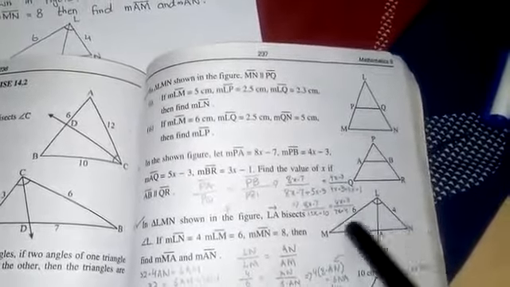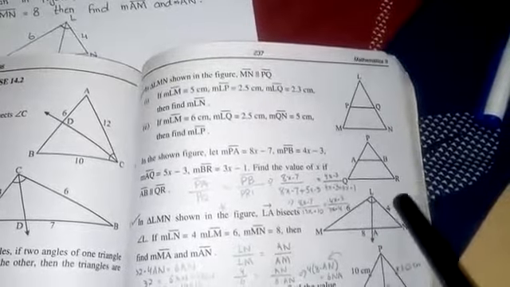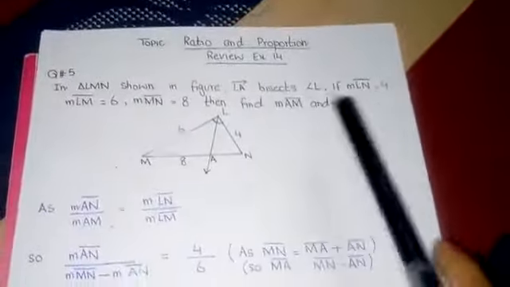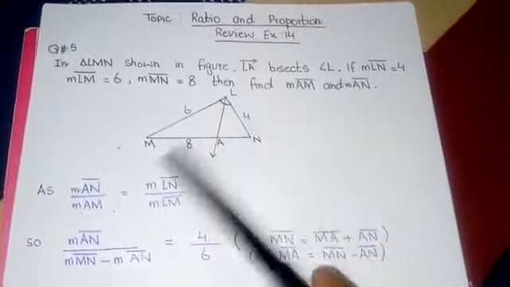The ratio of these two portions is equal to the ratio of these two sides. Clear? According to the third key point. Now let's see the solution. Here we have the question. You see I have drawn the diagram.